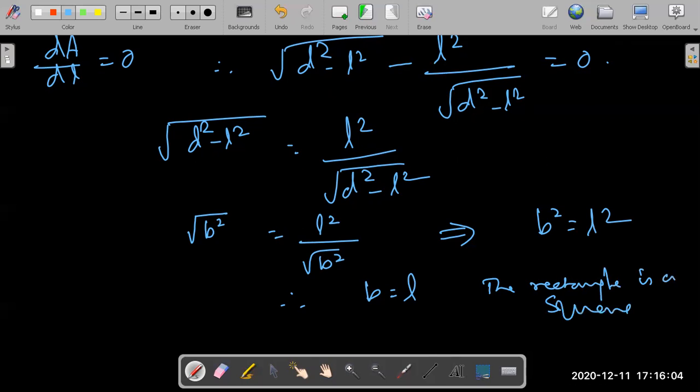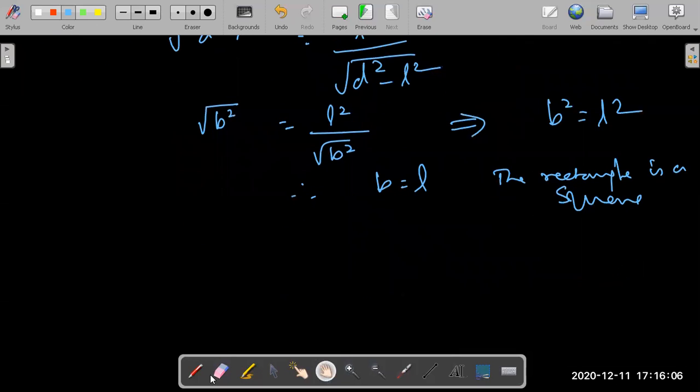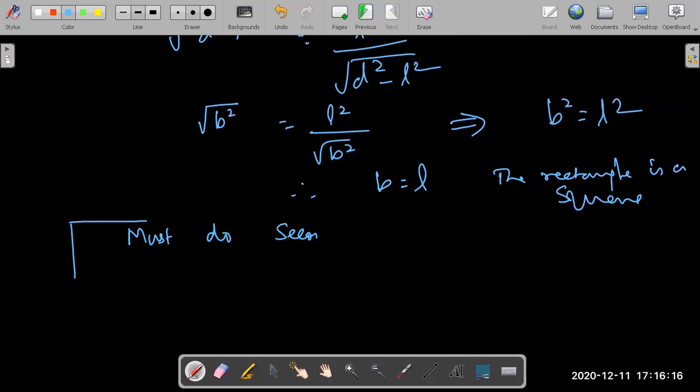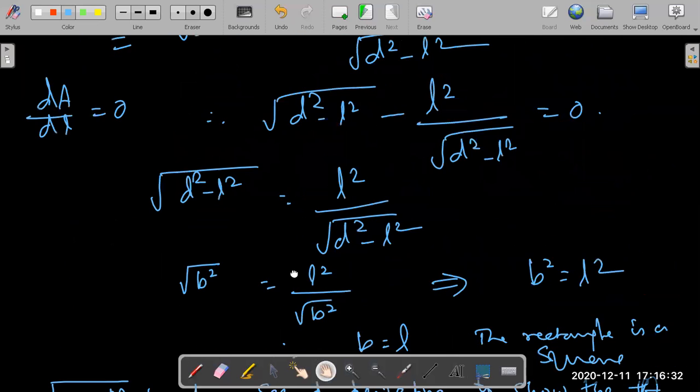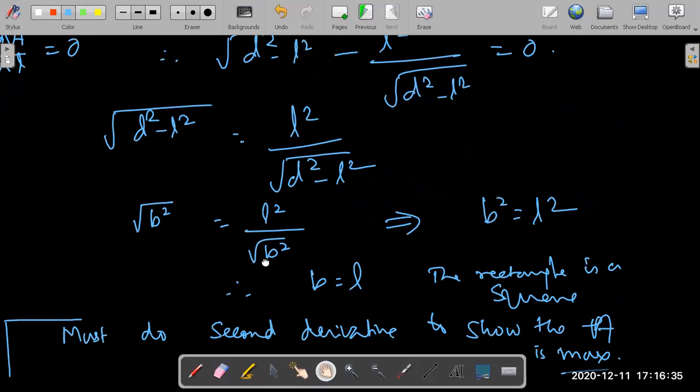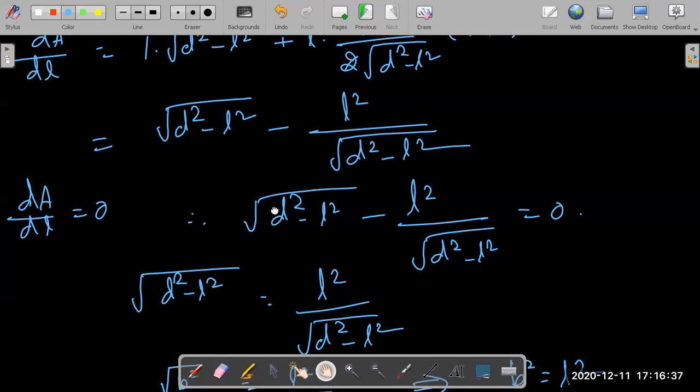The point now is we just said it, but how can we say it? This is the important point to get the marks, must do: the second derivative to show the area, or the P, right, A is maximum. That means I should get the second derivative to be negative. So what is the first derivative? dA by dL is this.